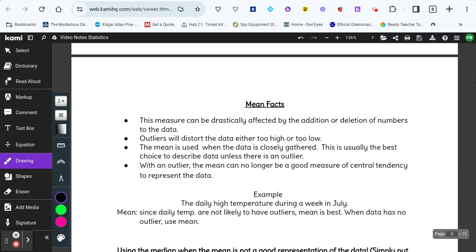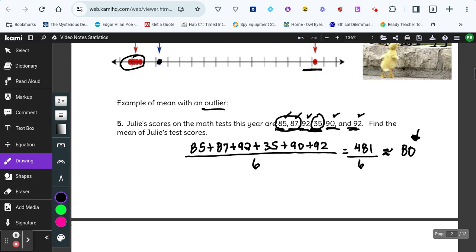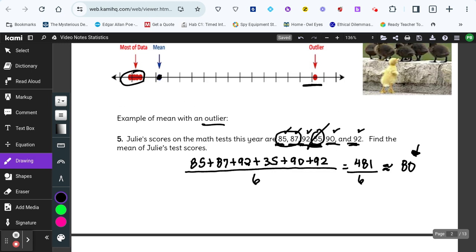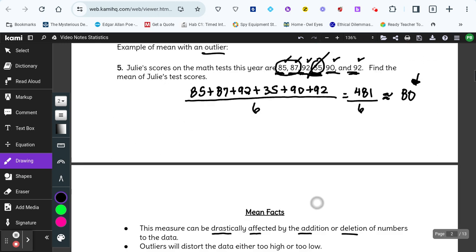All right, mean facts. This measure can be drastically affected by the addition or deletion of numbers in the data. For instance, if I took this 35 out, I promise you that Julie's test score average would end up being somewhere in the mid 80s, like upper level 80s. All right, it wouldn't be a low, almost a C, if I omitted that number.